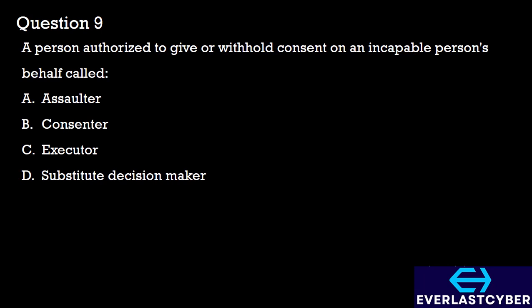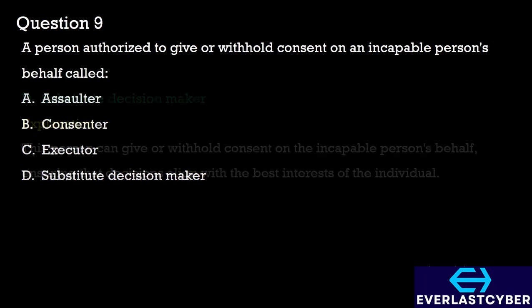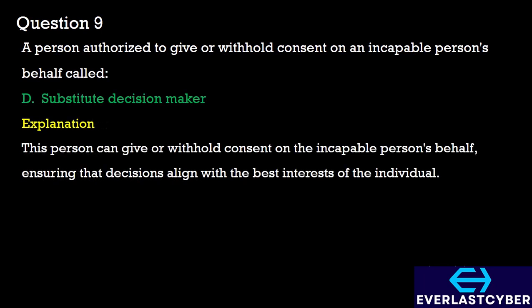A substitute decision maker is a person that has been authorized to make decisions on behalf of someone who is incapable of making decisions for themselves due to age, illness, or cognitive impairment. So we'll be going with option D, substitute decision maker. This person can give or withhold consent on an incapable person's behalf, ensuring that decisions align with the best interests of the individual.